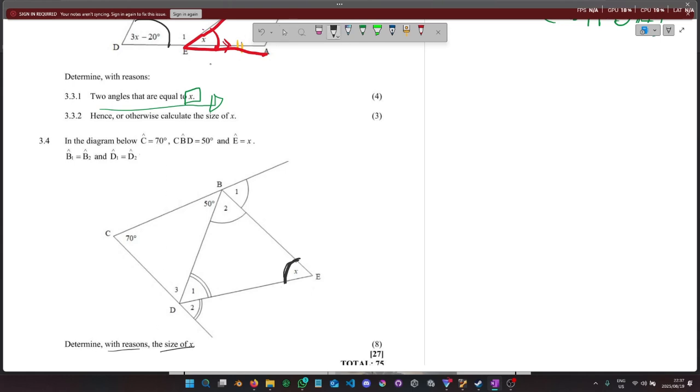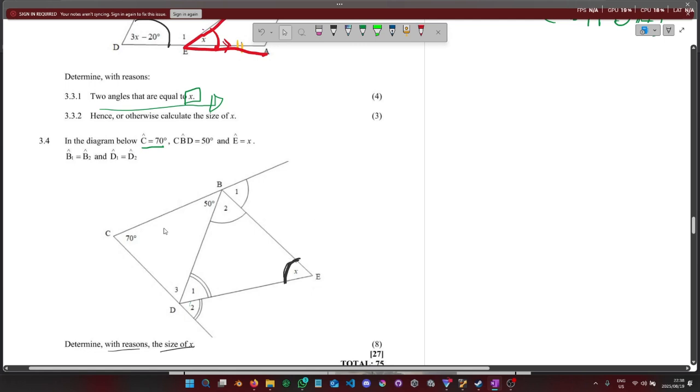But anyways, back to this. So remember, they give us this in order for a reason, right? So they say angle C is 70 degrees, right? We have no parallel lines, so that's one less headache, right? CBD is 50 degrees, which is that, right? E is equal to x. Let's mark this down. B1 is equal to B2, and D1 is equal to D2. All right.